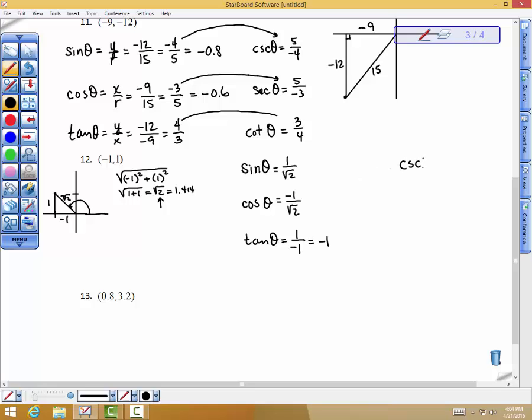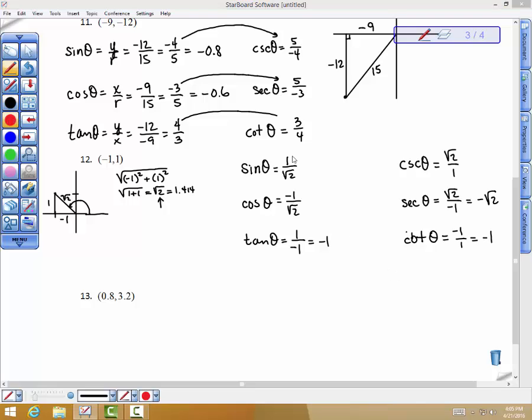So cosecant is equal to square root of 2 over 1. Secant, flip the cosine, that would be square root of 2 over a negative 1. We could reduce that and call that negative square root of 2. We could bring that negative sign up in front. And cotangent is equal to a negative 1 over a positive 1, which is still a negative 1. So, I think I'm done.